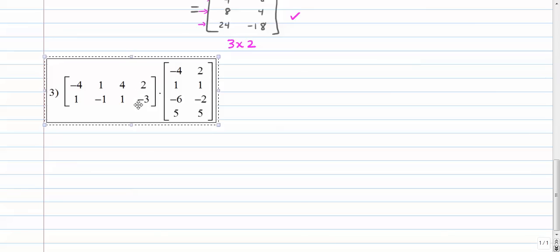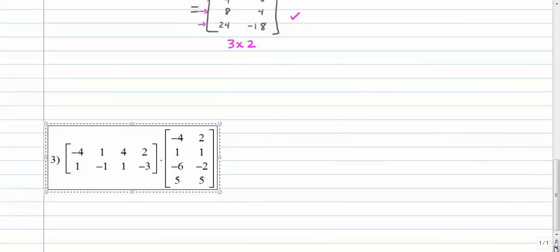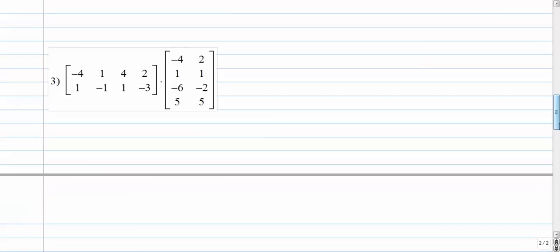This one here looks a little bit crazier, but it's actually not quite as bad. So let's go ahead and get some space going. For this one, again, we always want to start by writing the dimensions. This is a 2 by 4, and this is a 4 by 2.